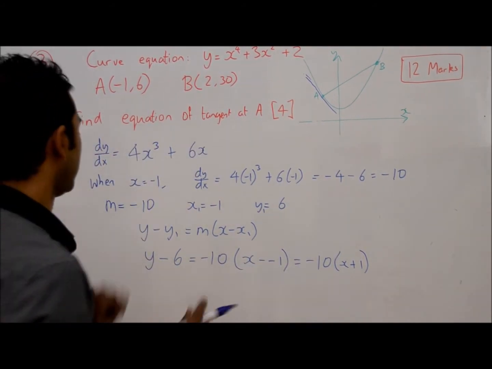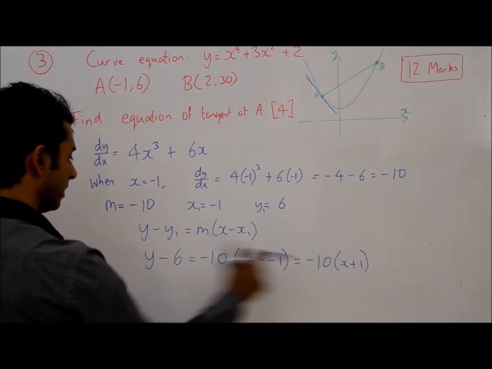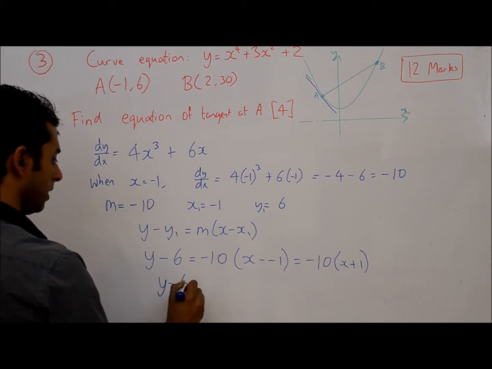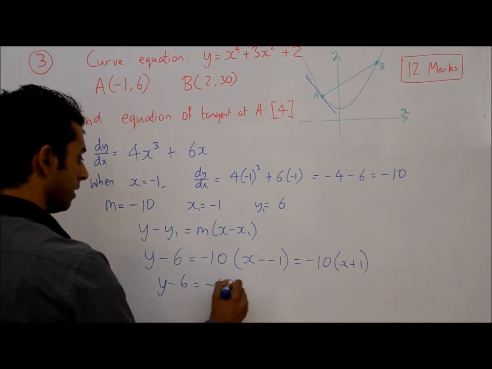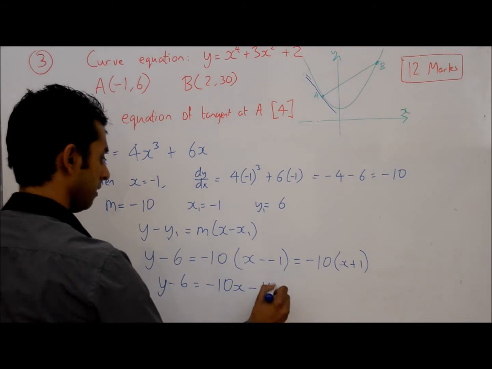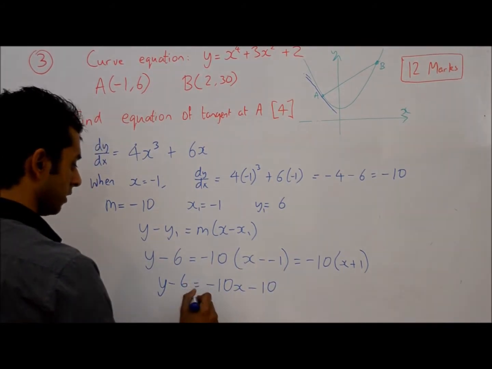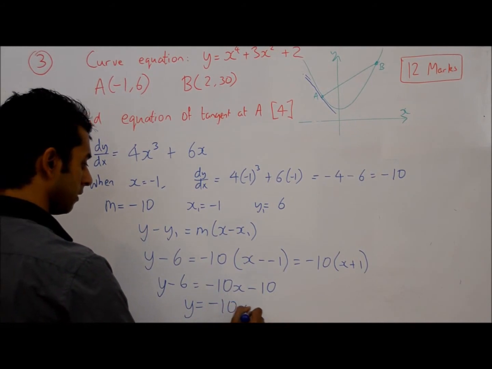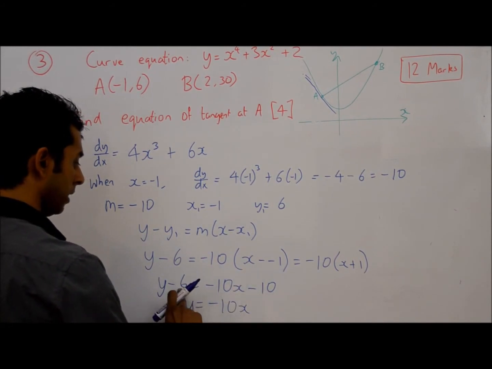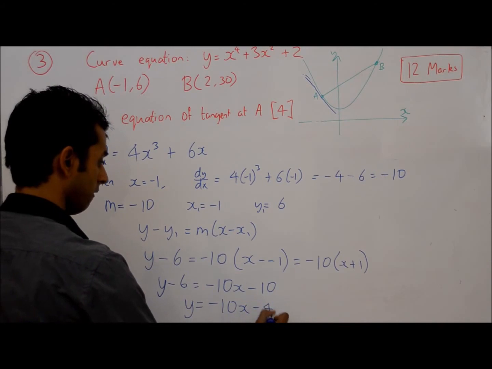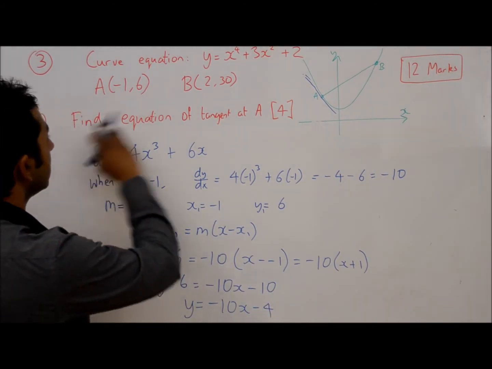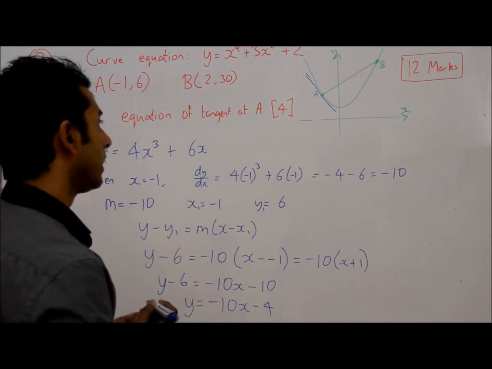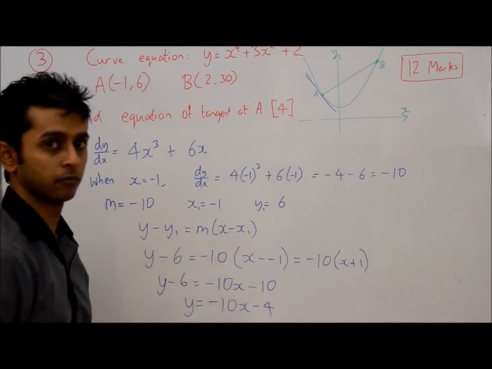So we need to find the equation, so I would multiply this out next. So y minus 6 is equal to -10x minus 10. And finally I just move the 6 across. So we get y equals -10x minus 10 plus the 6 gives you -4. So this is how you find the equation of the tangent at point A, and that's worth 4 marks.